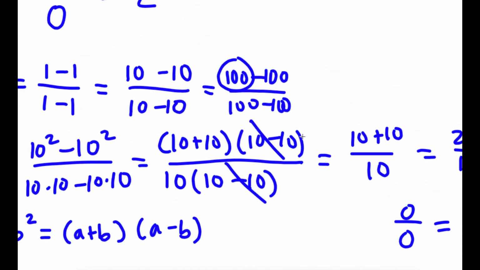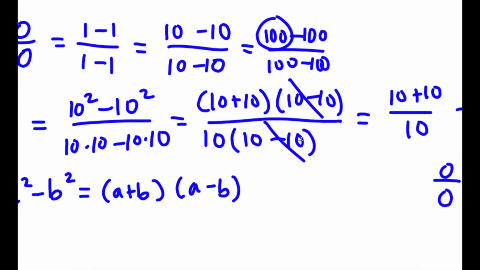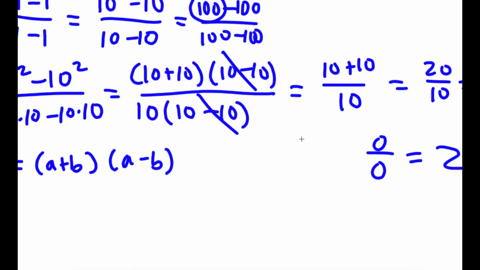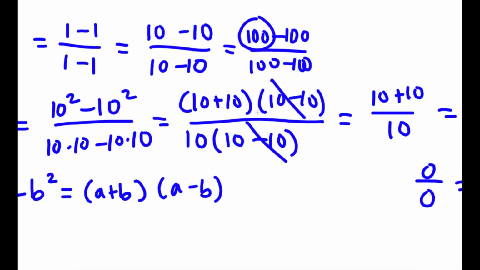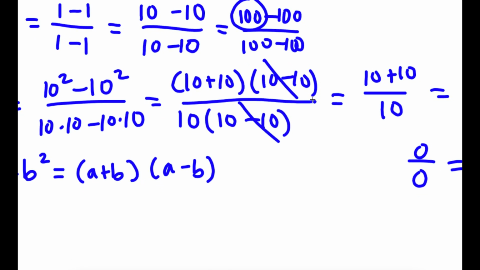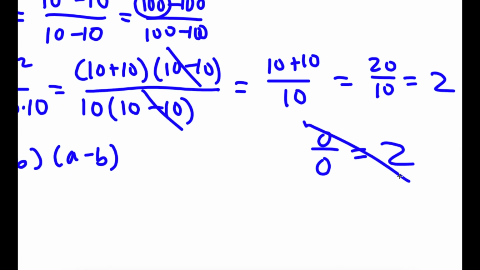Now obviously 0 over 0 is not equal to 2, and the mistake in this proof is right here when I canceled out 10 minus 10 over 10 minus 10. So what is 10 minus 10? 10 minus 10 is 0. So I'm technically canceling out 0 and 0. And remember, 0 over 0 is not equal to 1. So I can't actually cancel these two out, because that's essentially implying that 0 over 0 is 1, which it's not. So that's a mistake in this proof. And 0 divided by 0 is not 2.